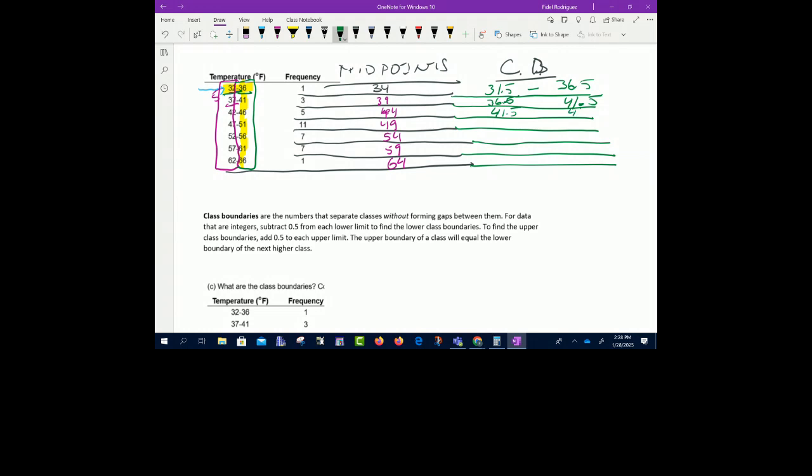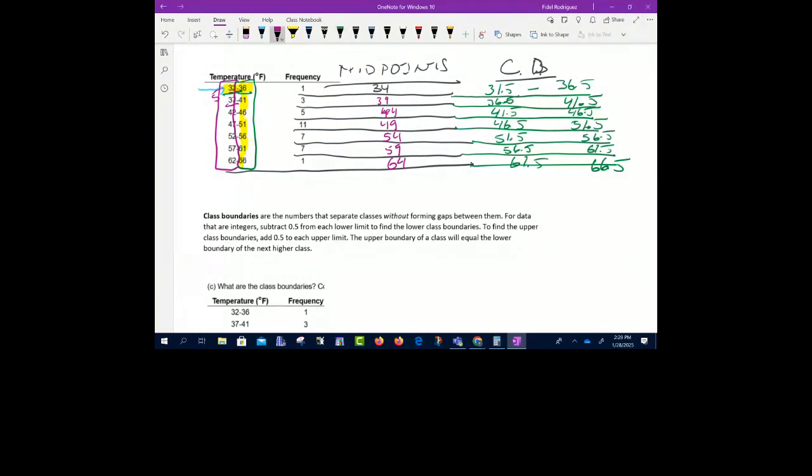And then wouldn't this one here be 46.5? And then wouldn't this one here be 46.5? And that one be 51.5? And then 51.5 again? And 56 and a half? And 56 and a half? And 61 and a half? And then 61 and a half? And 66 and a half, right?